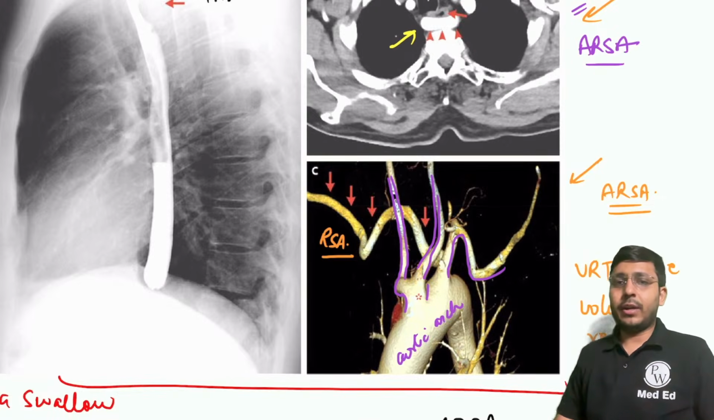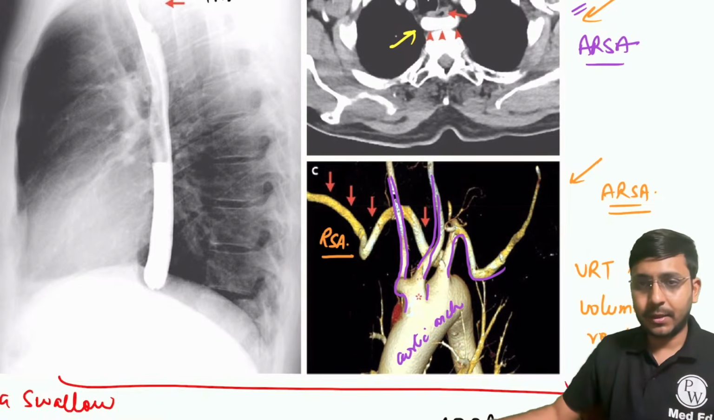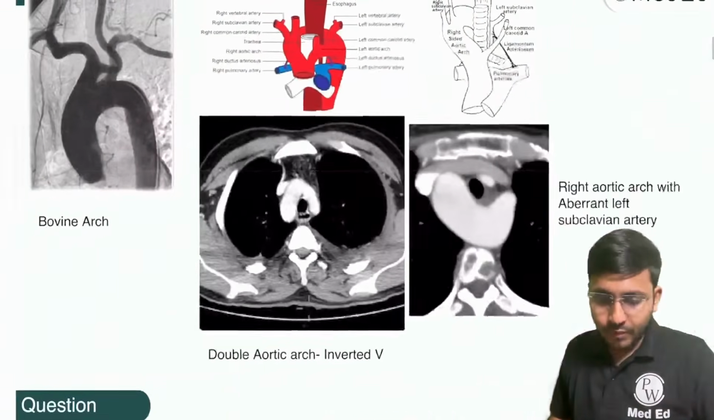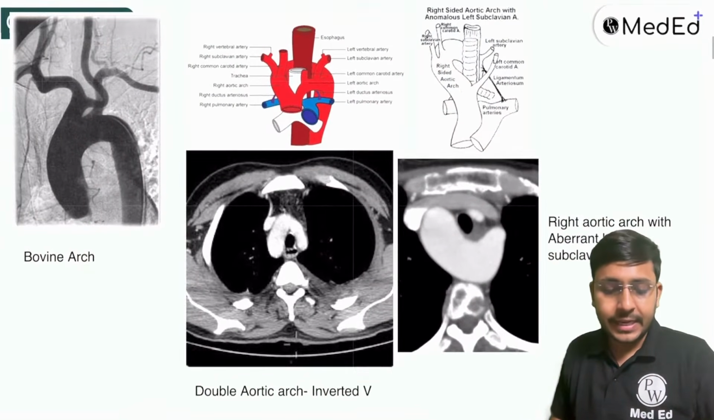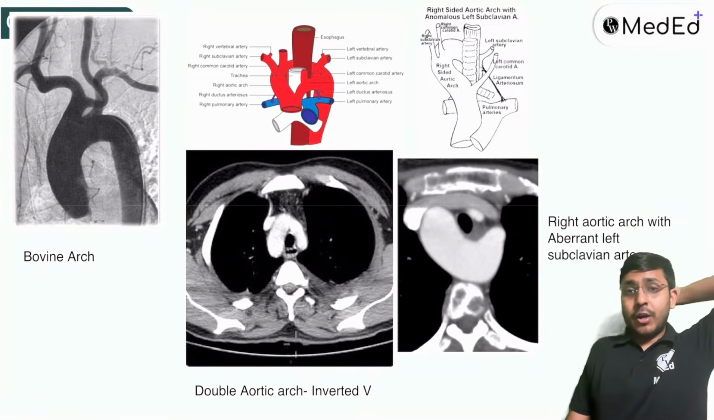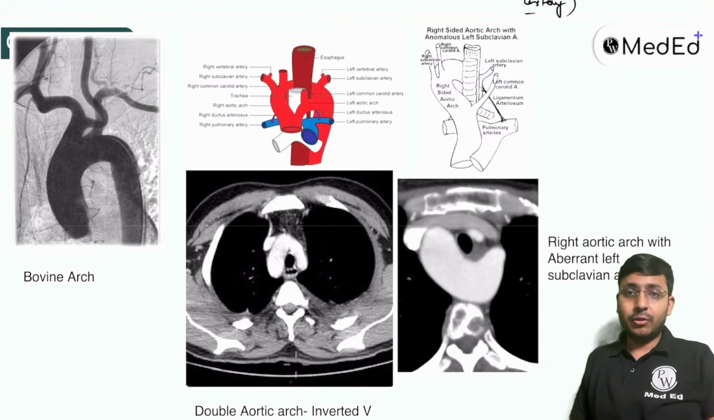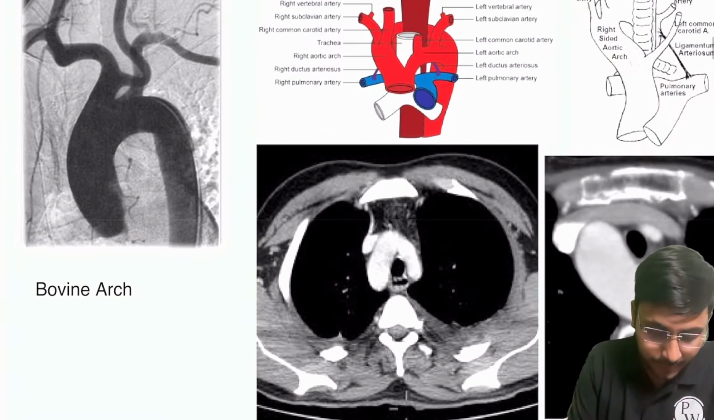Okay, this is not double aortic arch. This is the normal aortic arch with URSA. Now, double aortic arch, I'll show you various arch variations, and arch variants are important because now they have asked you URSA, they can ask you other arch variants also.